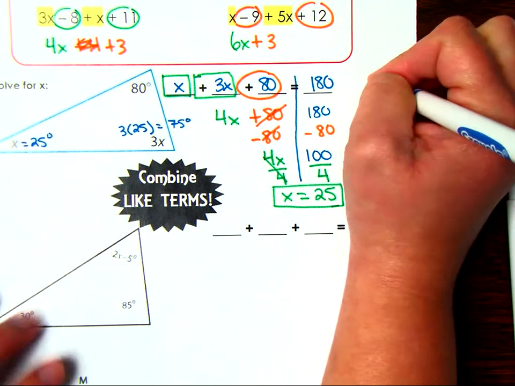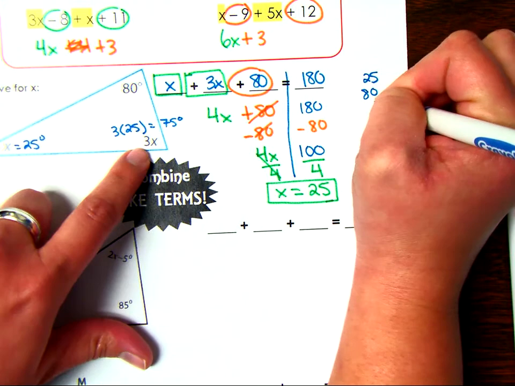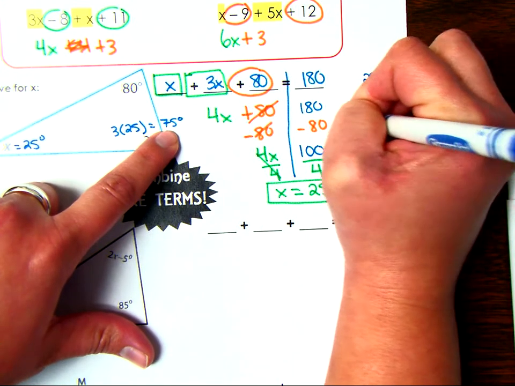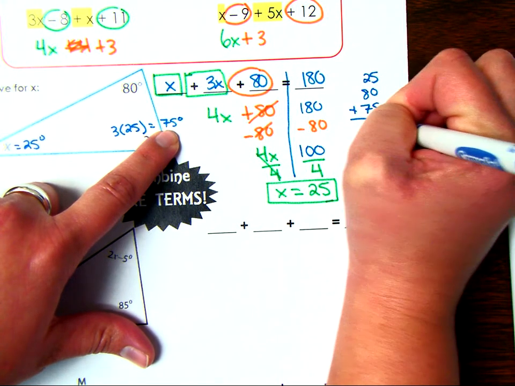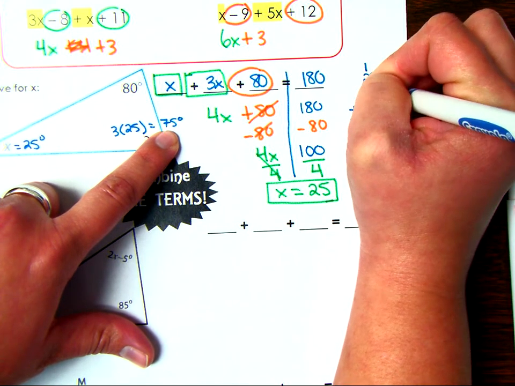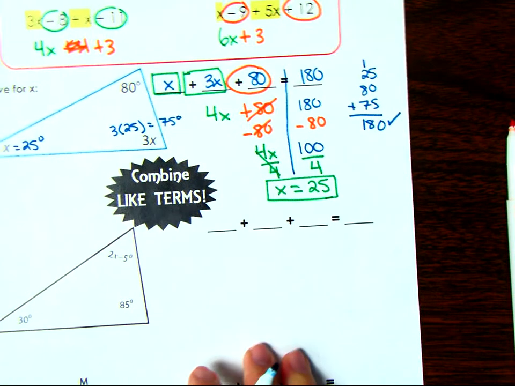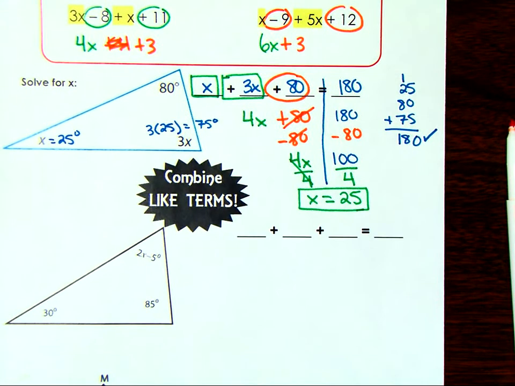So I'm going to check that over here. 25 plus 80 plus 75. 5 plus 0 plus 5 is 10. 7 plus 8 is 15. 16, 17, 18. Yep, it checks out. So that is the only number that we could use for x.